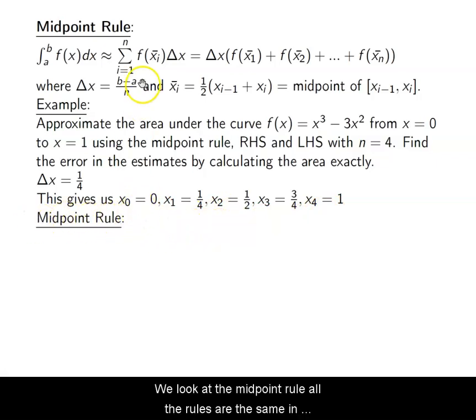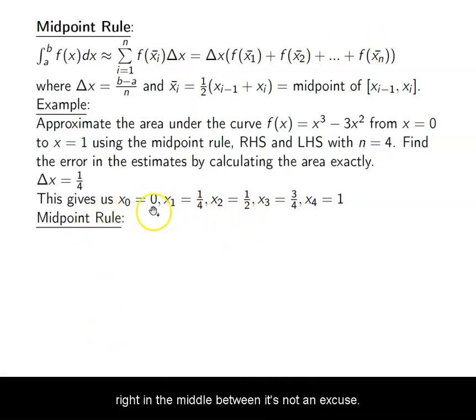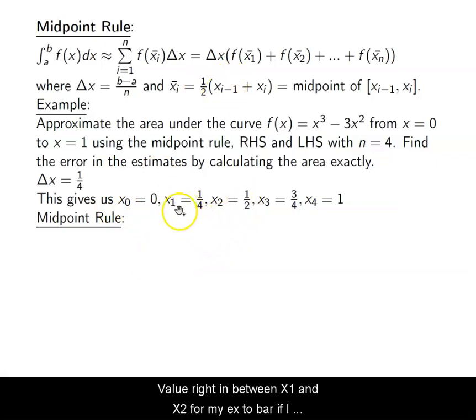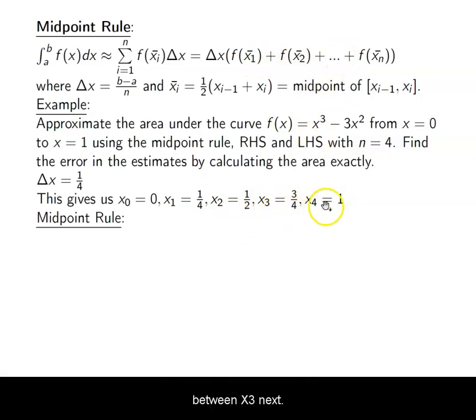If we look at the midpoint rule, all the rules work the same way. It's just what value am I evaluating my function at. The midpoint rule says I look at the value right in the middle between x0 and x1 for my x1 bar. The value right in between x1 and x2 for my x2 bar. The value right in between x2 and x3 for my x3 bar, and the value right in between x3 and x4 for my 4th point. So let's find those midpoints.